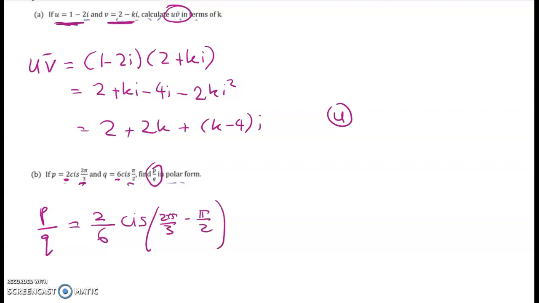So thinking back to year 9 fractions, this is 4/6 and this is 3/6. So that gives us 1/3 cis of pi on 6. So that's that one done.